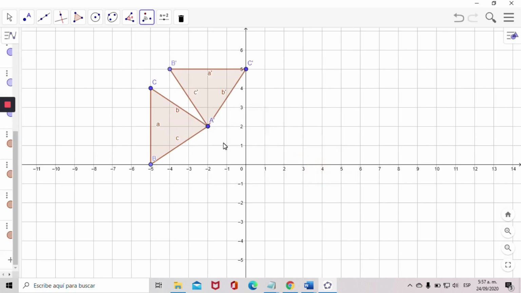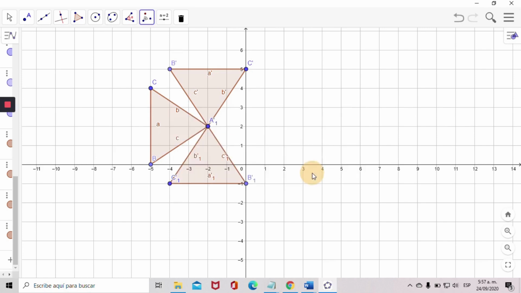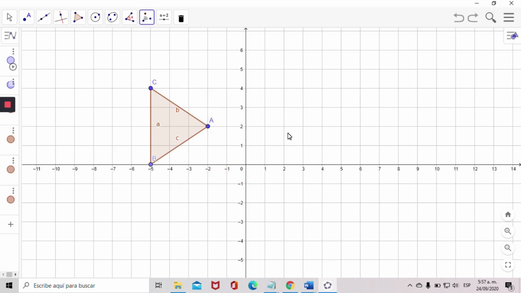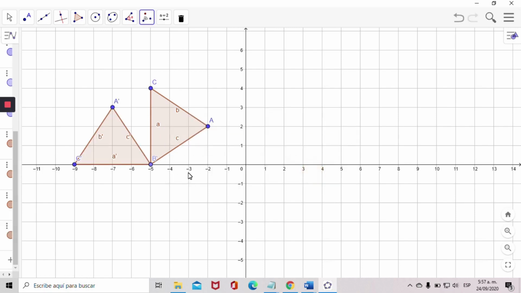So there you go. Now I'm going to rotate it around this vertex 90 degrees counterclockwise, and that's it. As I'm telling you, the rotation can be around any of the vertices. So let's say 90 degrees around B, and it is going to be like this.